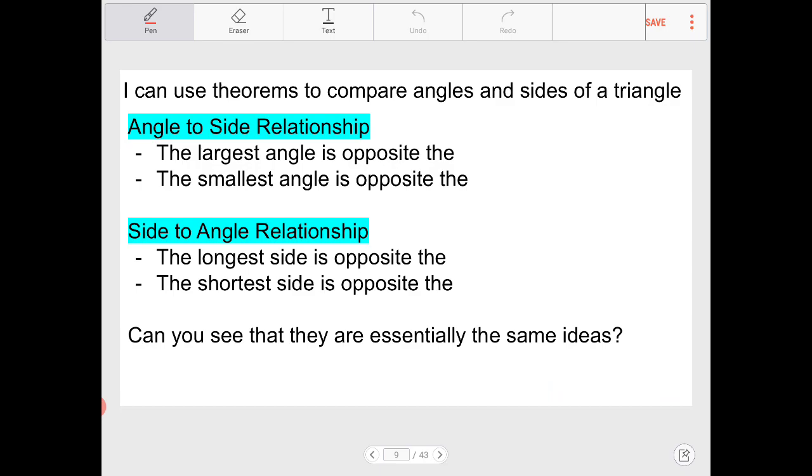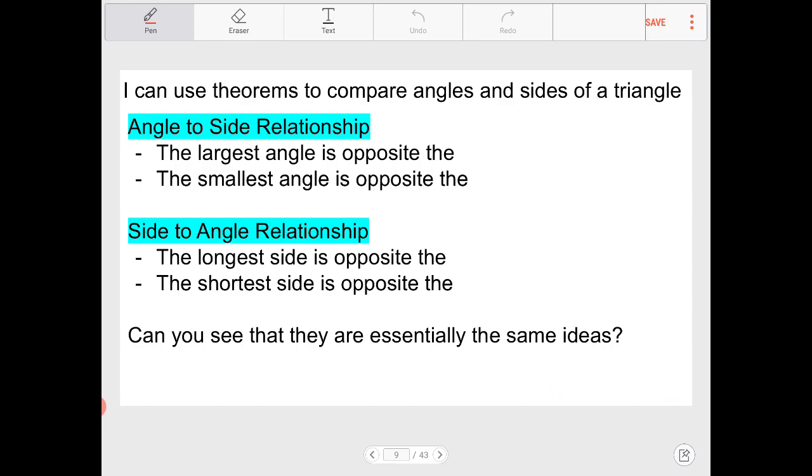Which brings me to the observation that I want you to walk away with in this lesson, and that is the angle-to-side or side-to-angle relationship. This is the generalization that we can make about side lengths and angles within a triangle: the largest angle will always be opposite of blank. The smallest angle will be opposite of blank. Please take a moment and fill this out.